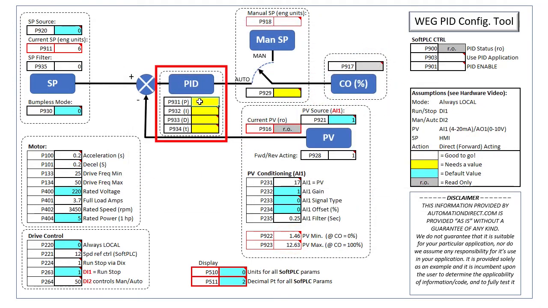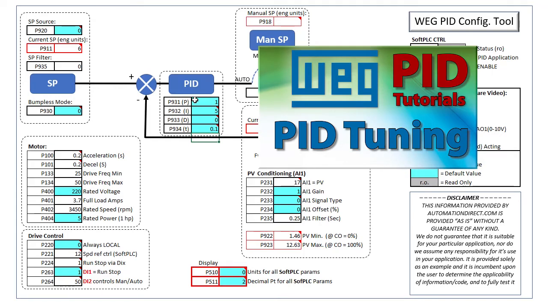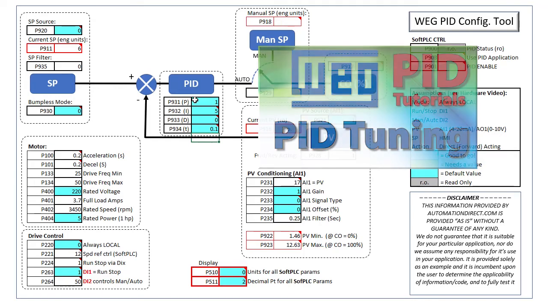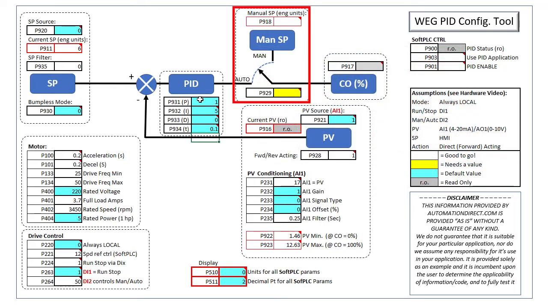Our initial PID values are easy. We just use the default values. The PID tuning video will give you a better feel for what each actually does and how to optimize them. We're going to control the manual auto modes from digital input 2, and this is where we put the value we want for the drive's output.